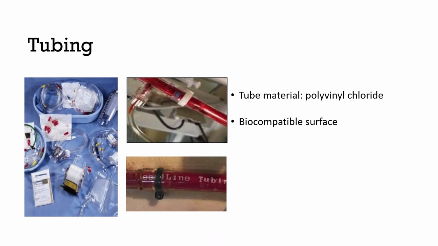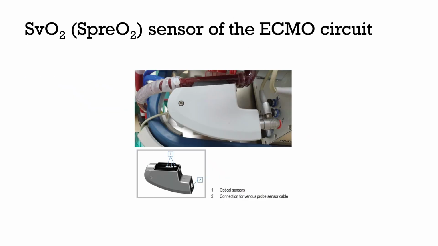The tubing used in the ECMO circuit is polyvinyl chloride, which has a biocompatible surface, and the connections are always strictly tied together to avoid any disconnection or dislodging.